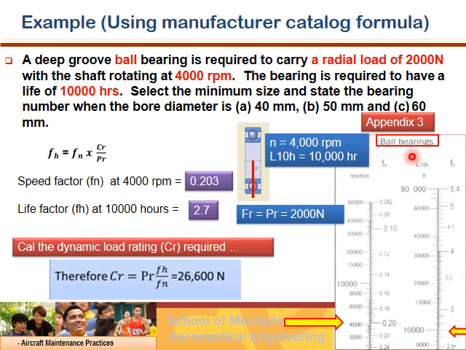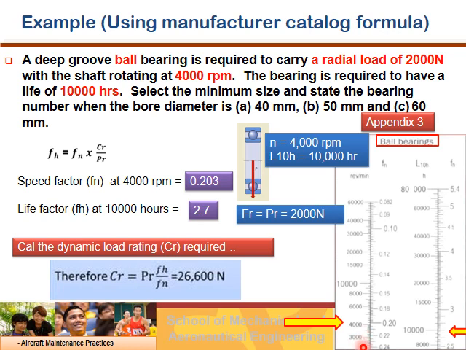Let's tackle one by one. The left hand side is Fn, so it's revolution per minute. At 4000, you go down to the revolution per minute and look for 4000. Look carefully, don't go to the wrong one. This is 40,000, this is 4000. So 4000, and you read, it should give you about 0.203. You can try. How do I get 0.203?